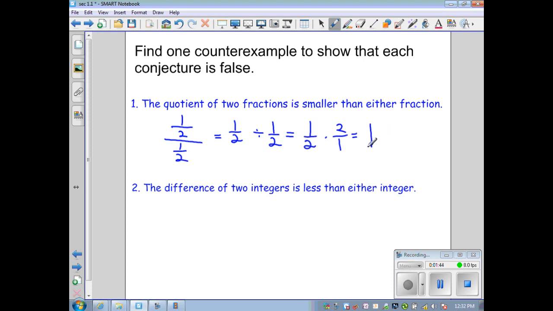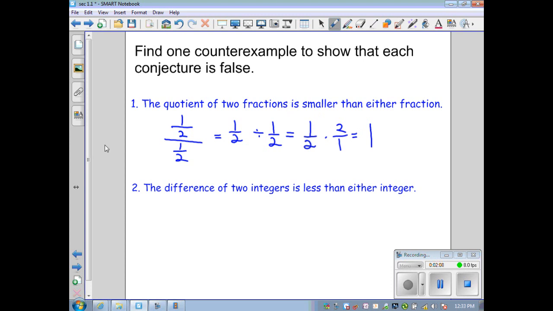And in this situation, they want the quotient of two fractions is smaller than either fraction. And here, the quotient of these two fractions is actually larger than both of these fractions. Therefore, this is one counterexample, and this conjecture is false.